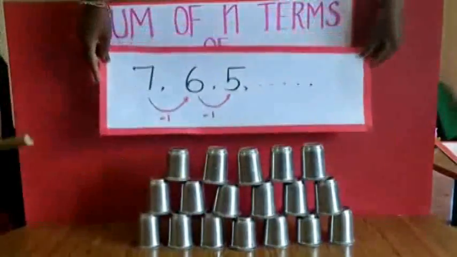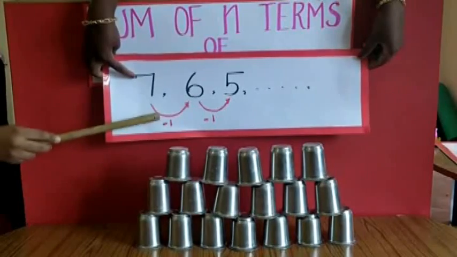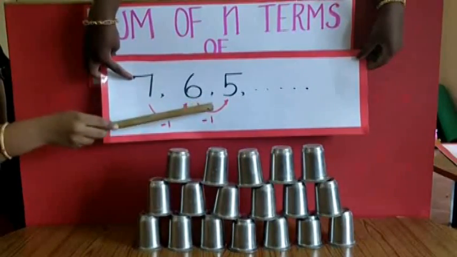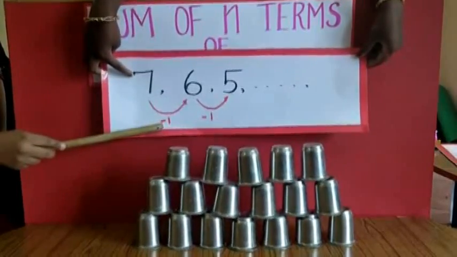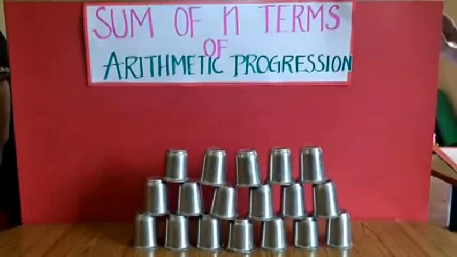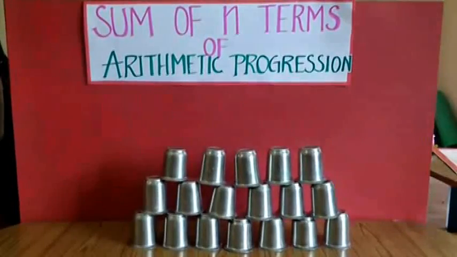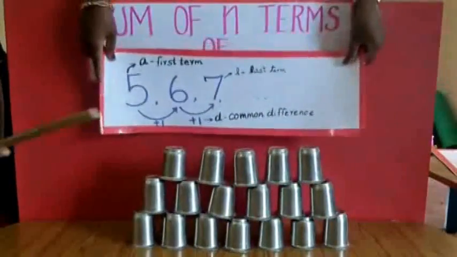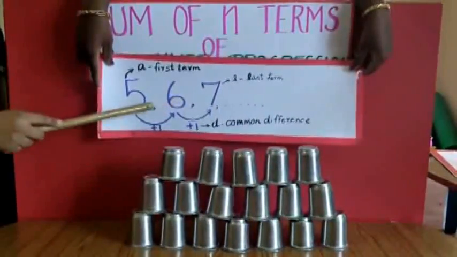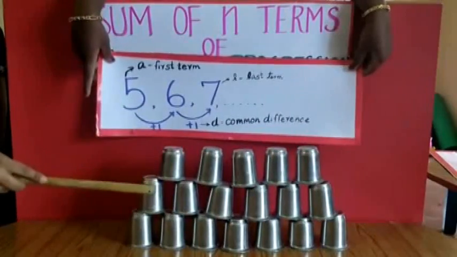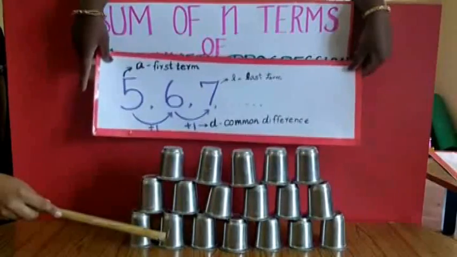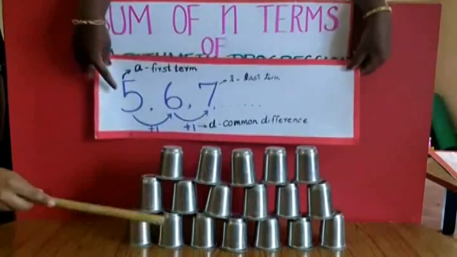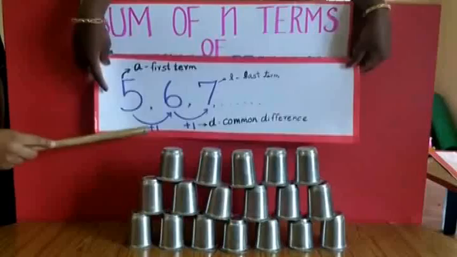So look here. The rows have 7, 6, 5 and so on. So the common difference here is -1. Now let us look from the top row. At the top row you have 5 tumblers, at the next row you have 6 tumblers and at the last row you have 7 tumblers. Here the common difference is +1.